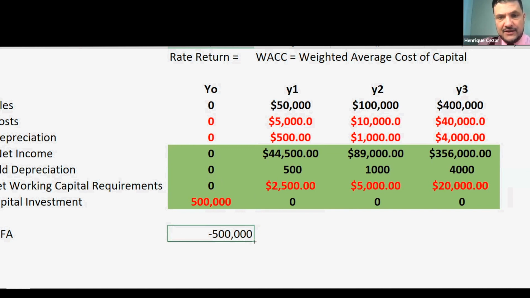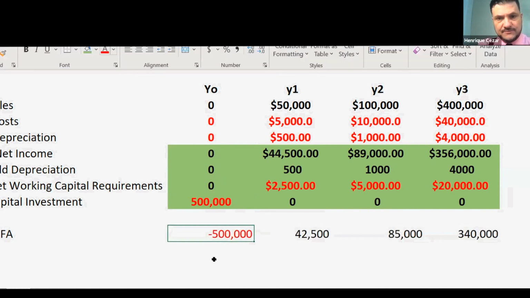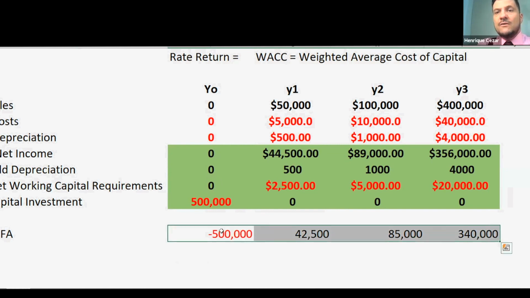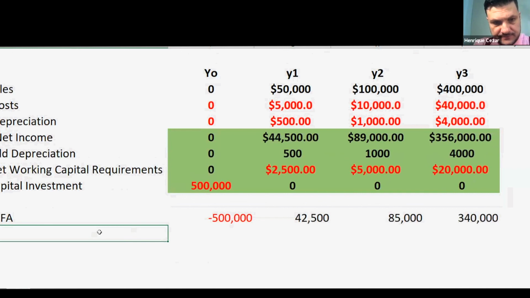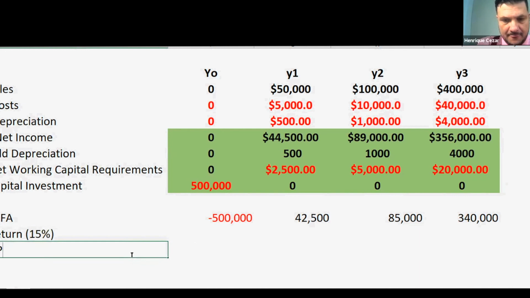All right. If you did this properly, all you have to do is copy this. There you go, friends. And those are the cash flows from this problem. Look at that. With a rate of return of 15%, I'm going to compute for you here the NPV. Okay, so the NPV is going to be equal.